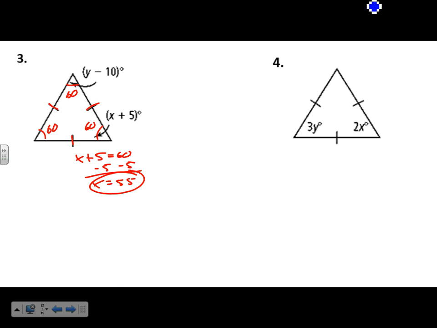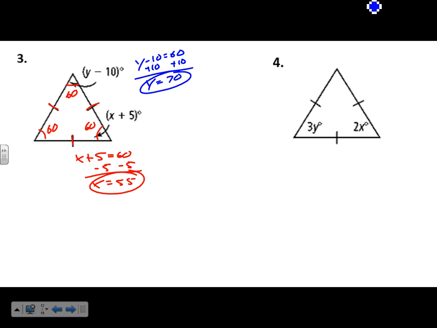Over here, y minus 10 is equal to 60. Add 10, add 10, y is equal to 70. Now again, that's one of those things that if you don't remember anything from geometry when you get older and become an adult, one of the few things I hope you remember is that in an equilateral triangle, all the angles are 60 degrees.